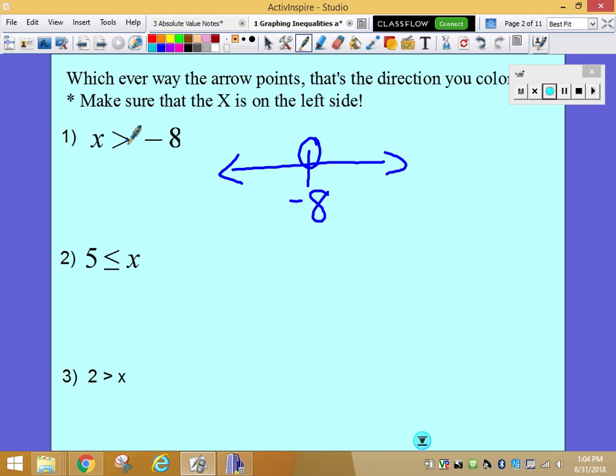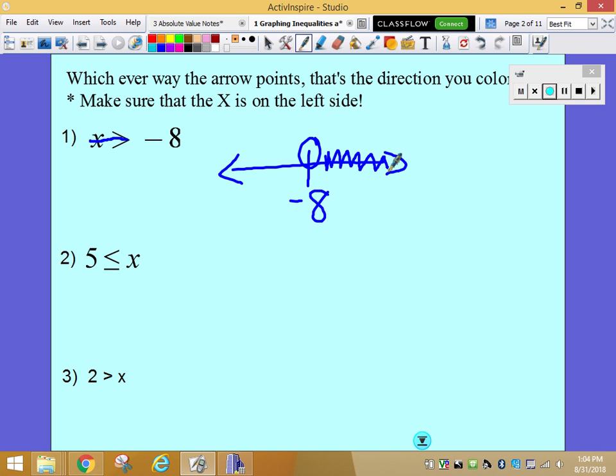And then what I like to do is I like to turn my inequality into an arrow. And when you turn it into an arrow, it shows you which way to shade. That arrow points to the right, so I'm going to shade to the right. So that's how you would graph number 1. Let's do number 2, write that down.